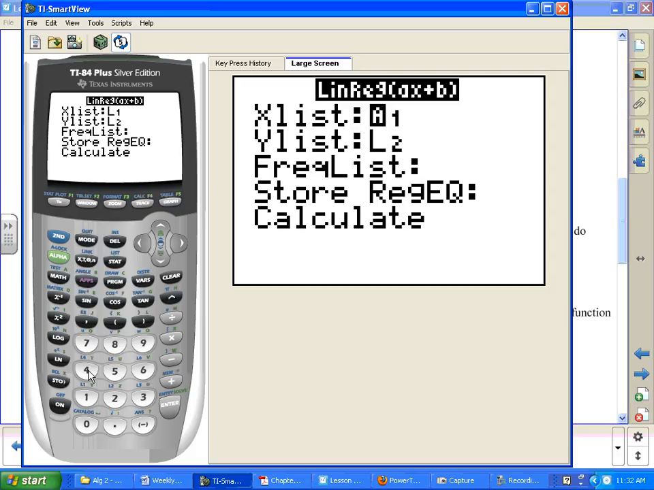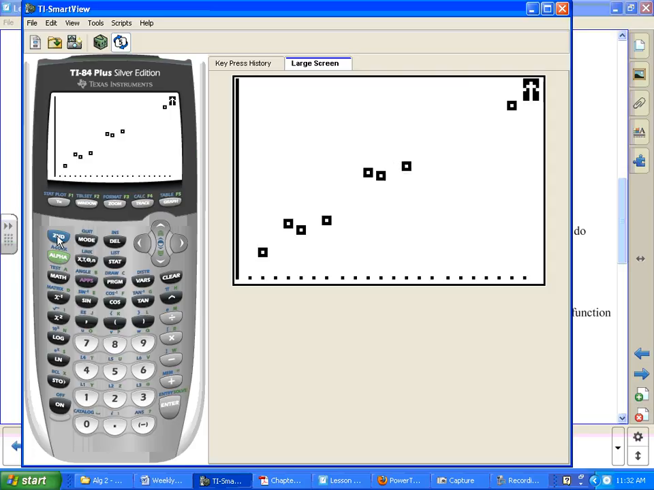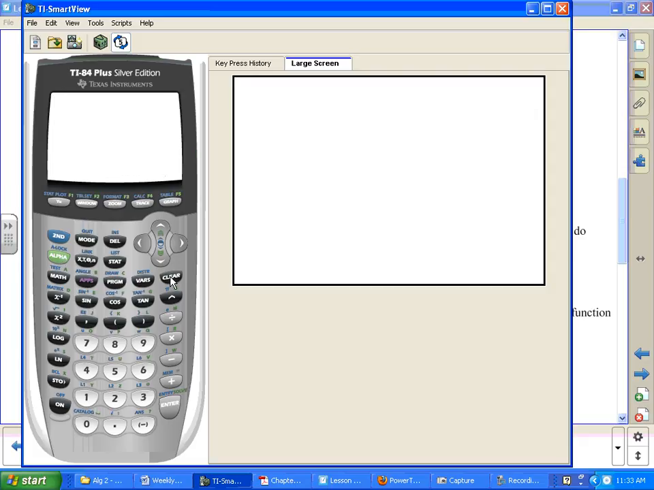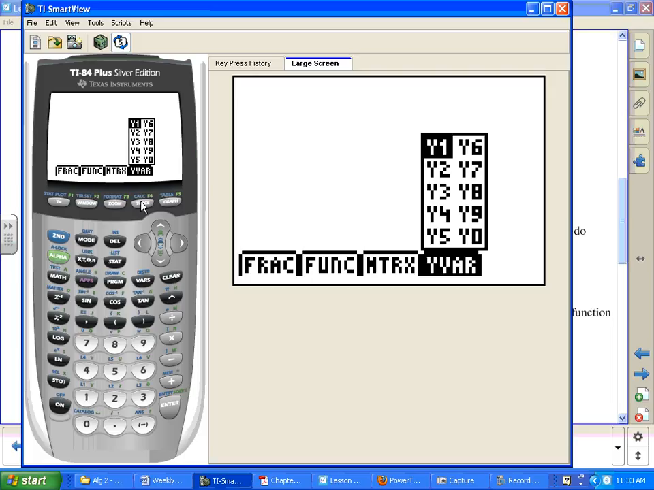Okay, but we're going to do one more thing. We're going to go down here to where it says store regression equation, and we can tell it to put it in our y equals. So press alpha and then F5. Oops, sorry. Alpha, what do I do now? Alpha and F4, sorry. And then you can put it in Y1 there.